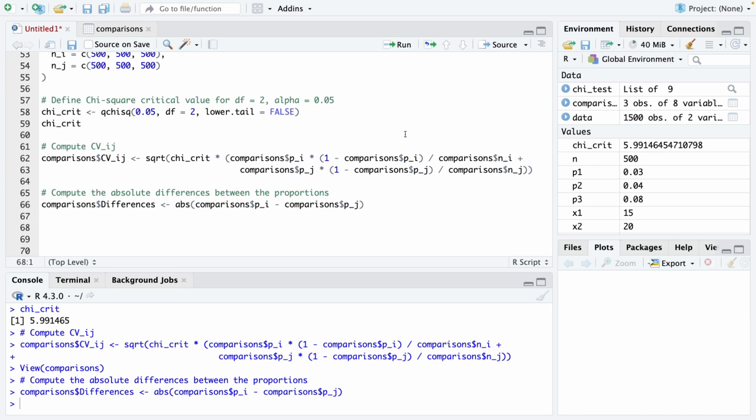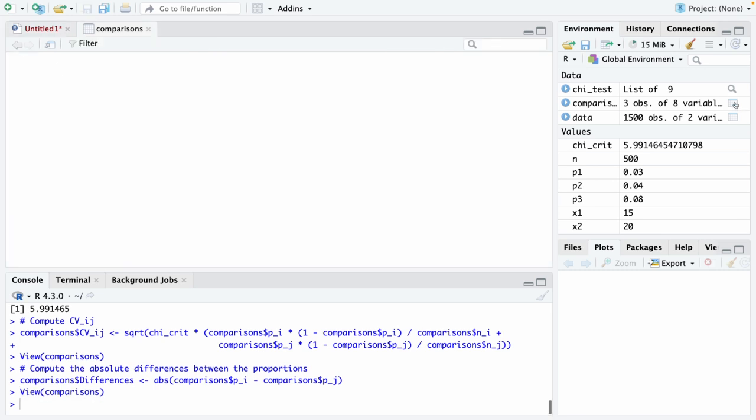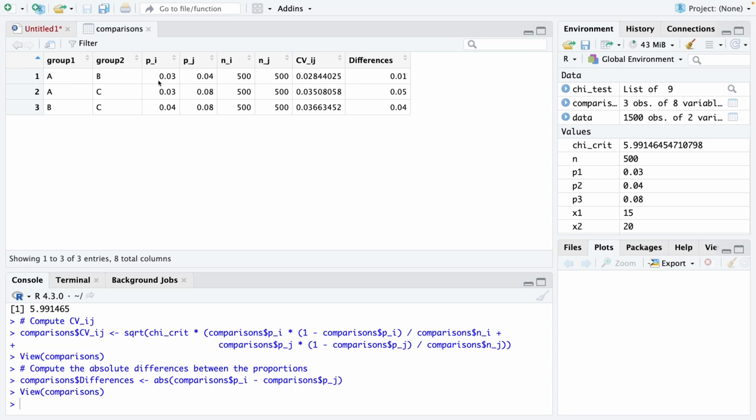Very stress-free. I love it. Trust me on that one. So you can see that differences 0.03, 0.04, it gives you 0.01. That's the absolute difference, and so on.